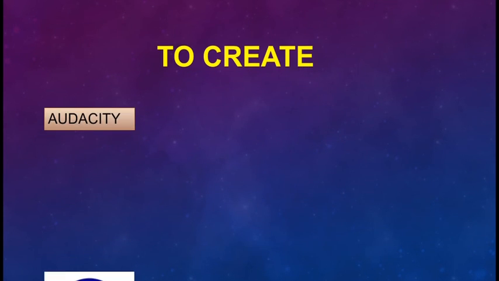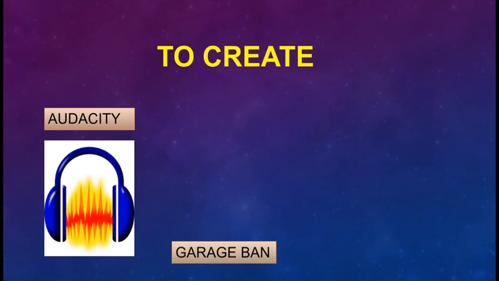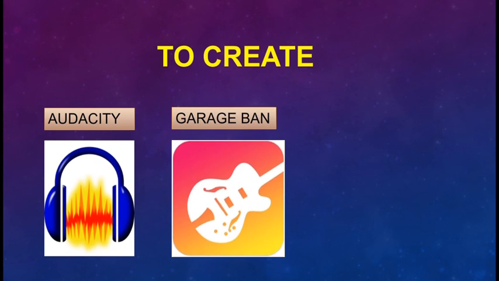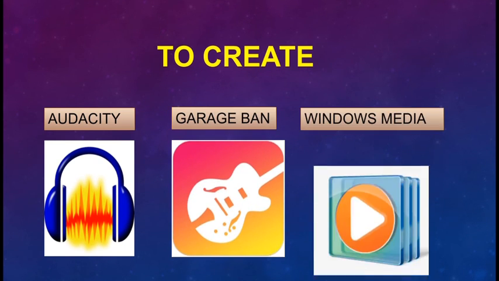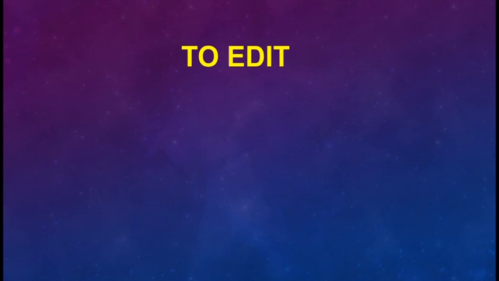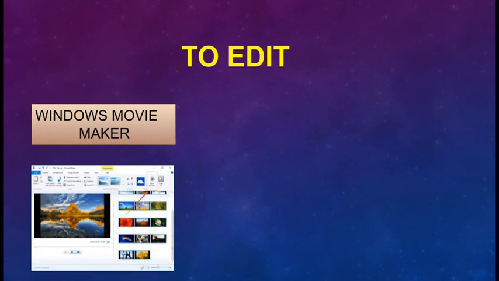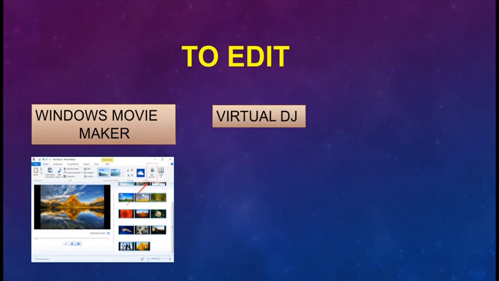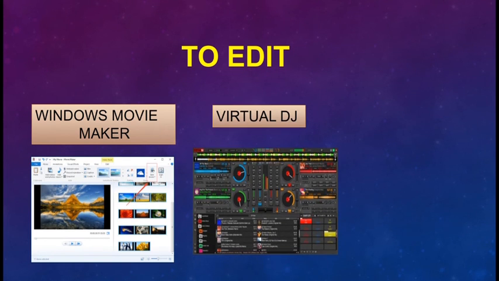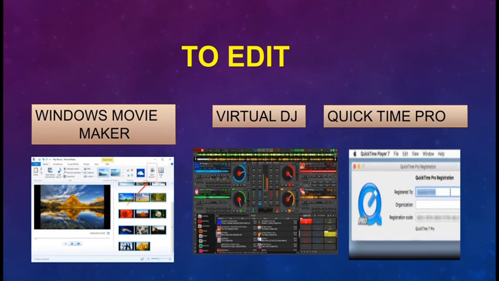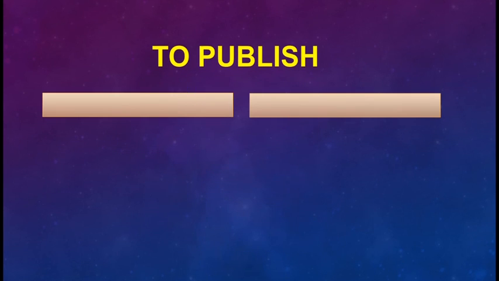To create, we have Audacity to record and arrange videos, GarageBand to record and edit sound, and Windows Media to record and edit video. Under to edit, we have Windows Movie Maker, free use to edit sounds and videos, Virtual DJ, free use to edit sounds and videos also, and QuickTime Pro, video editing software.